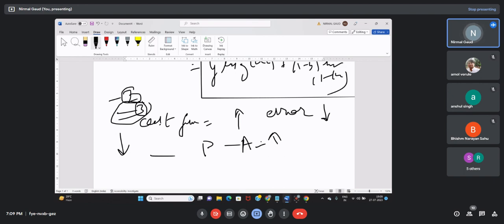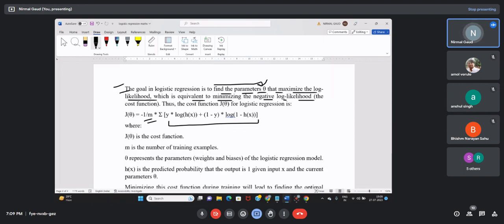Same thing they did mention here in their lines. The goal of logistic regression is to find the parameter theta that maximizes the log likelihood. But if you want to minimize it, what do we need to do? Put a minus sign in front of it. That's what they did. So J(theta) equals -1 upon m multiplied by the summation of this log likelihood. This is how we achieved the cost function for logistic regression.